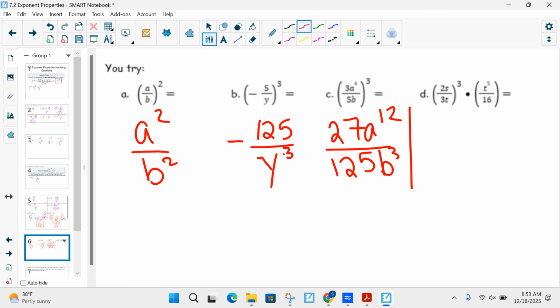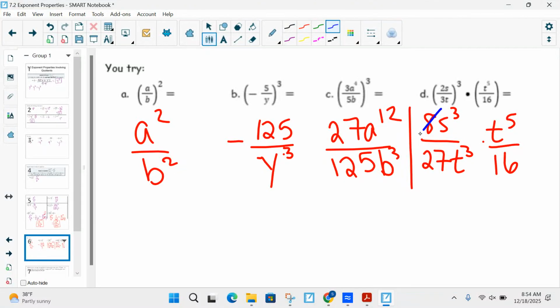All right, part D. Okay, so let me simplify the first expression. That would be 8s to the third over 27 t to the third times t to the fifth over 16. Let me show you a way you can do this without a calculator. Do you see the 8 and the 16? We can simplify that to be 1/2. And the t's, we have t to the fifth up here, t to the third down here. These 3 t's will cancel with 3 up here and leave you with 2 left over.